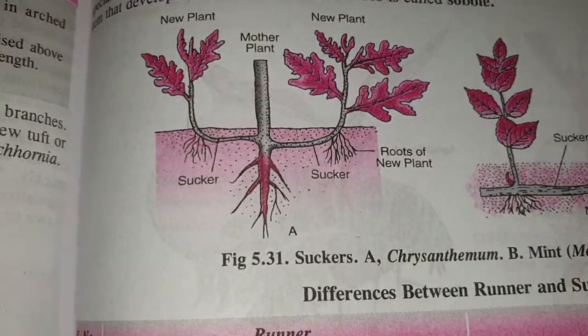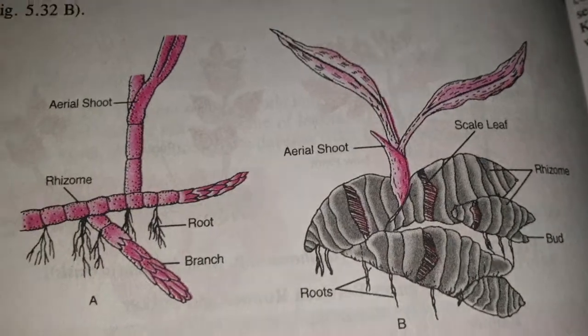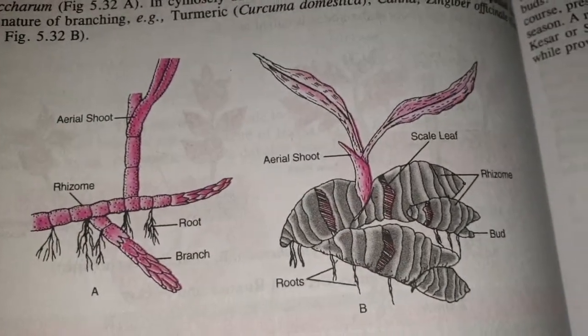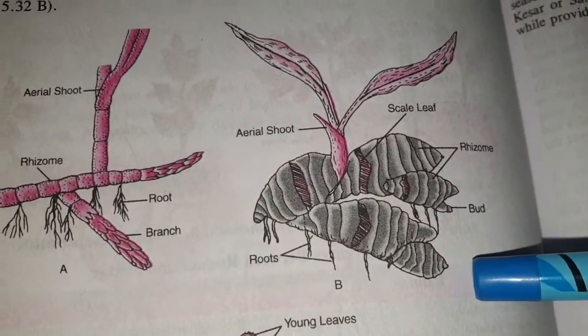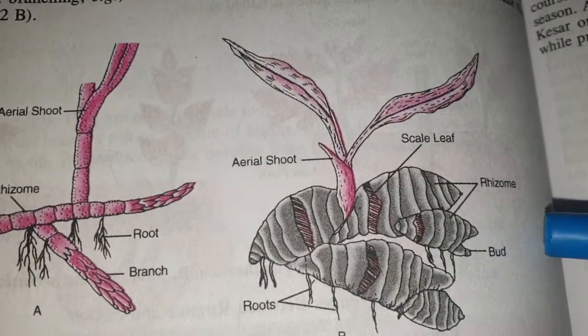Okay, then next is the rhizome. This is a perennial fleshy underground modification. So it will have some buds.